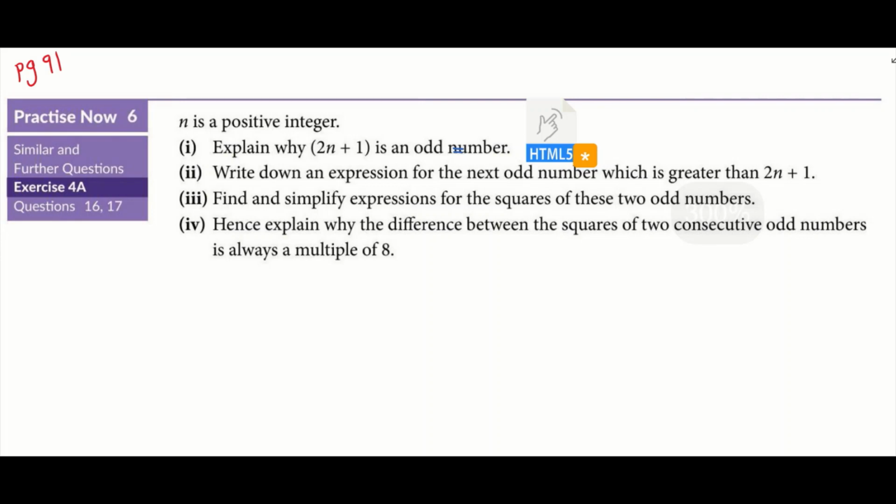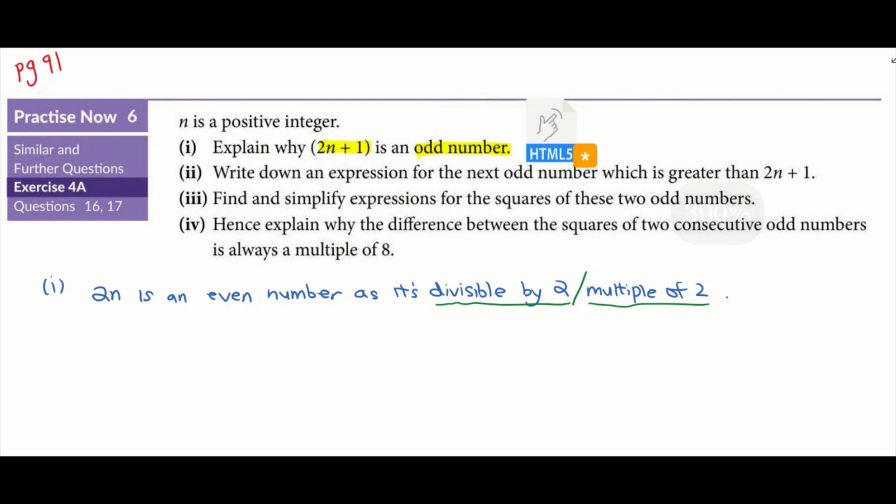Now we come to this last question, which is the most complex one. First part, explain why 2n plus 1 is an odd number. And to explain this, we shall use the help of even numbers. We can see that 2n is an even number as it's divisible by 2 or it's a multiple of 2. And hence, because of that, whenever you add 1 to an even number, it will always give you an odd number. So 2n plus 1 will be an odd number.